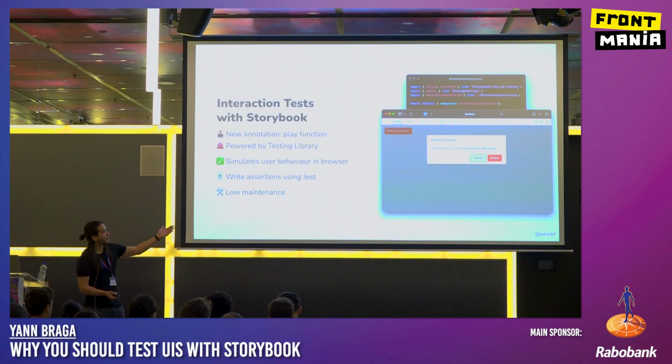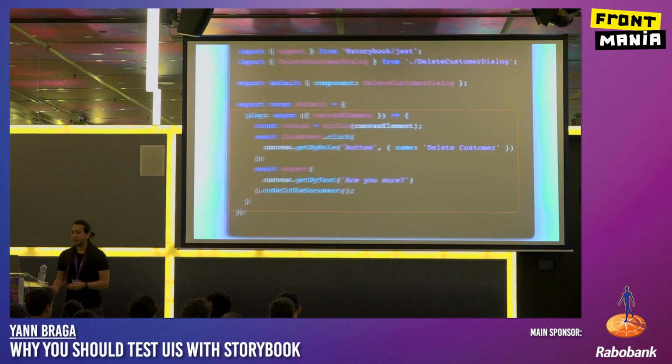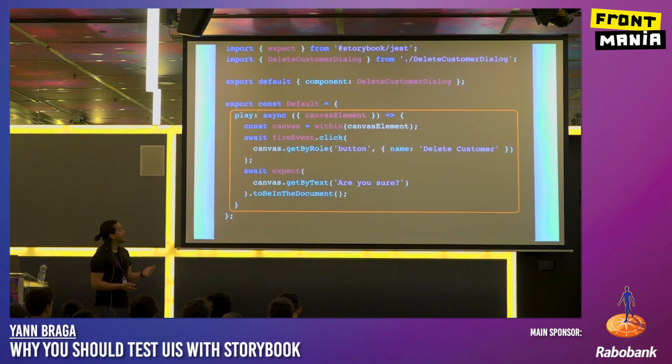So here's just an example of a button. Once you click on it, you open a modal, but you don't want to just have to do that manually. You want to automate it. So this is an example of a story. As you've seen before, it had a few constructs. Args is one example, but your component might not receive any props. So you can have the new construct called the play function, which receives this canvas element.